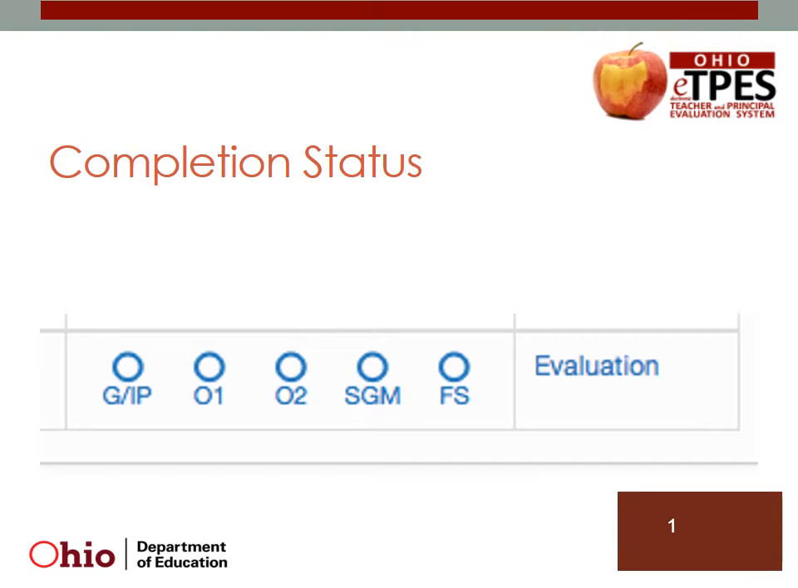The completion status is indicated by radial button. For those individuals who are required to complete a full evaluation, you'll notice that the radial buttons are not filled in. As each process of the evaluation is completed, the radial button becomes filled in. For those teachers on a less frequent evaluation cycle, some of the radial buttons will already be filled in.